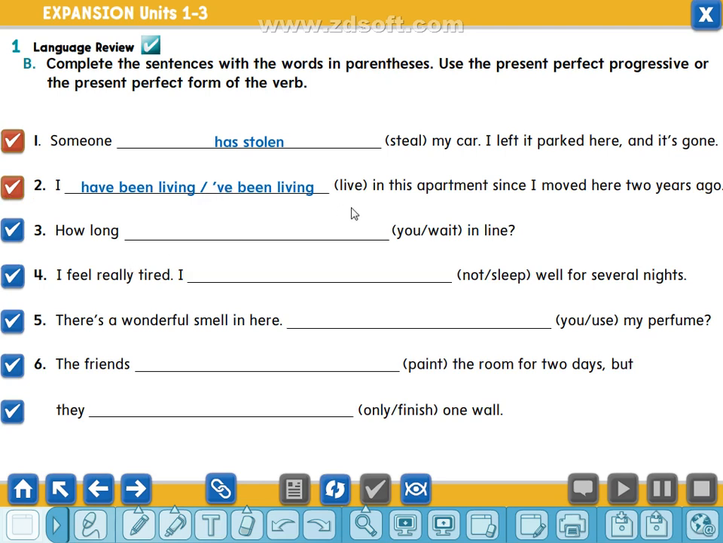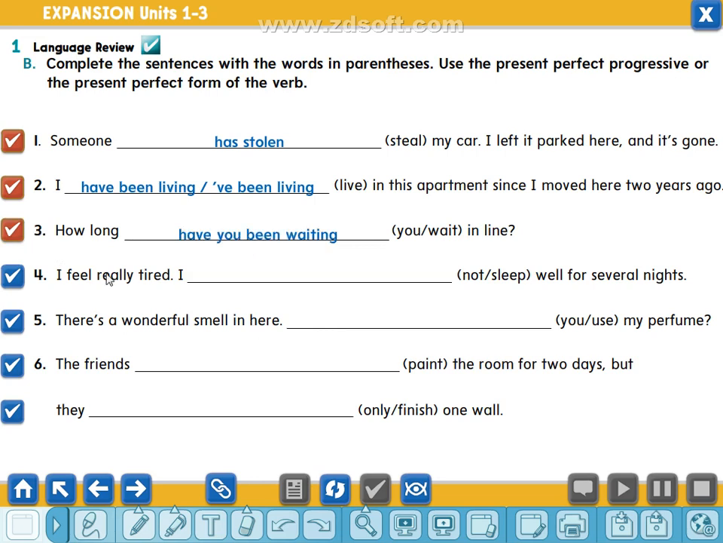Three: How long you wait in line? We use in this tense, how long expresses a period of time. So we use the present perfect progressive tense. It will be, how long have you been waiting in line?